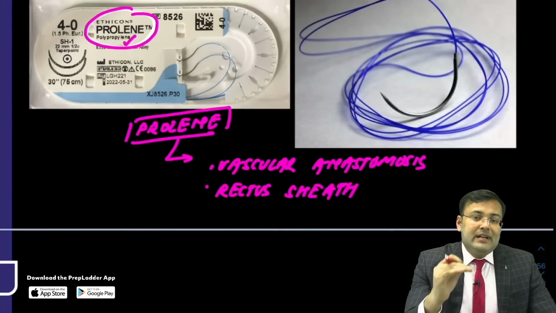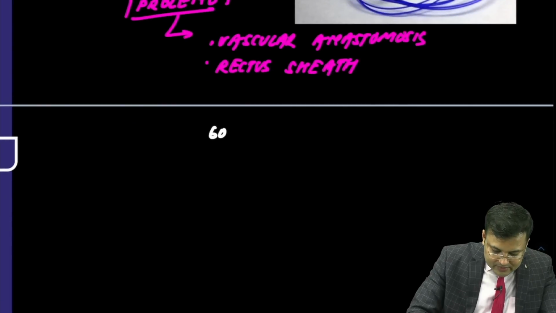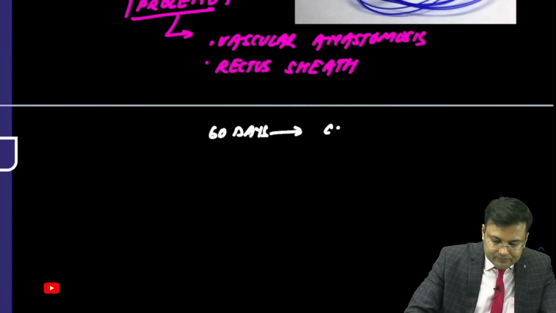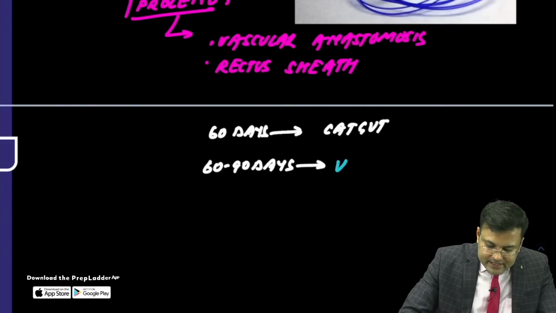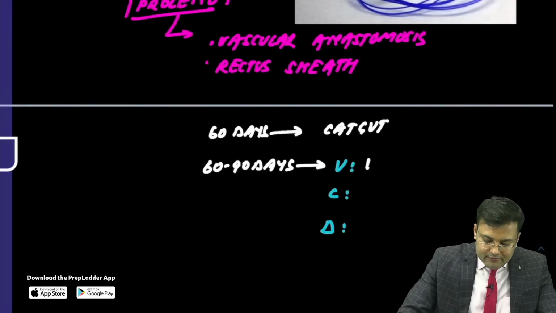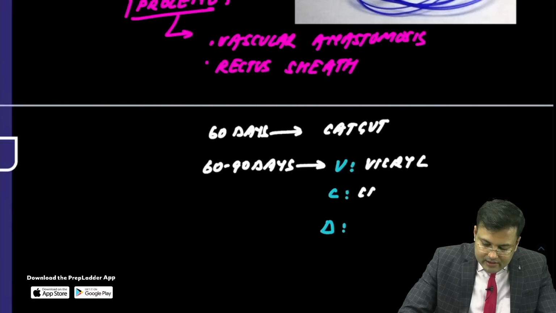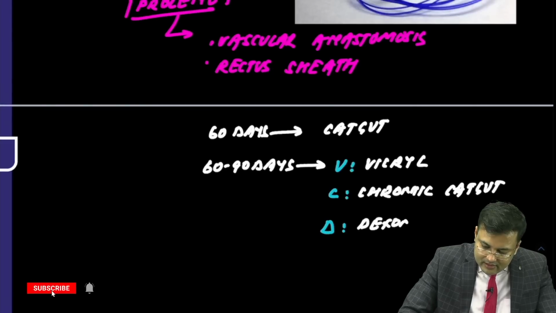Another question which is asked frequently is which suture is absorbed in how many days? You have to remember. So which suture is absorbed in 60 days? You told me already. Catgut. Which suture is absorbed in 60 to 90 days? How to remember? Mnemonic is VCD. V, that's vicryl. C, this is chromic catgut. D, that is Dexon, also known as polyglycolic acid.